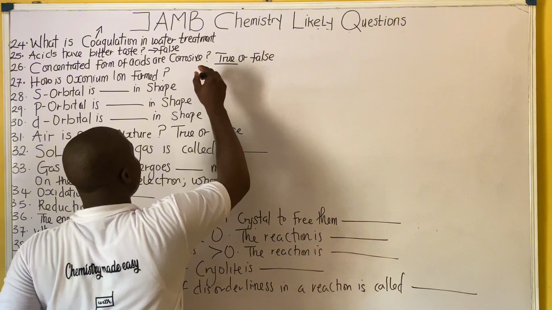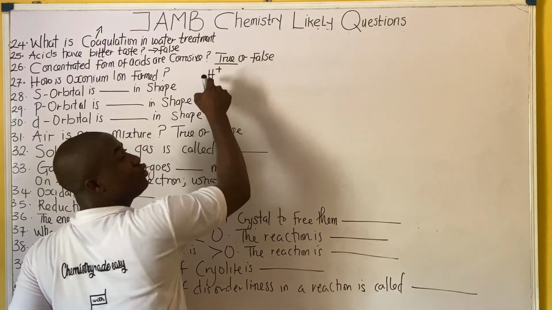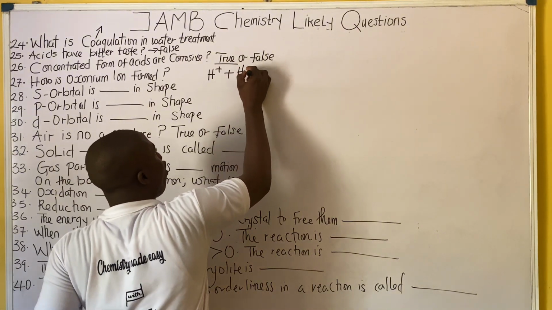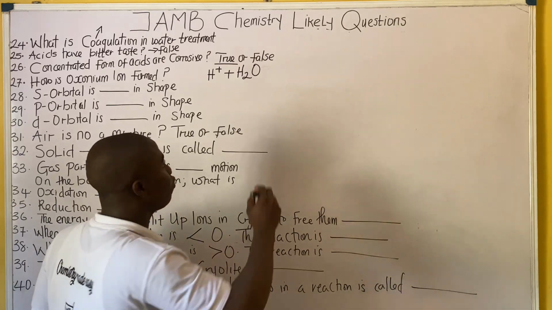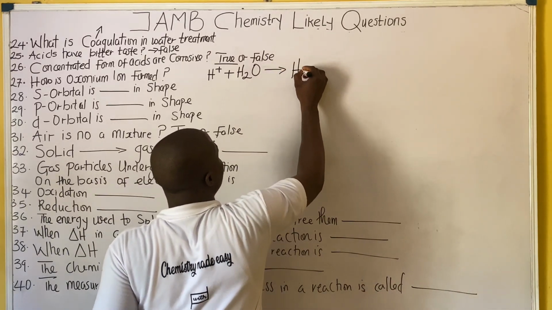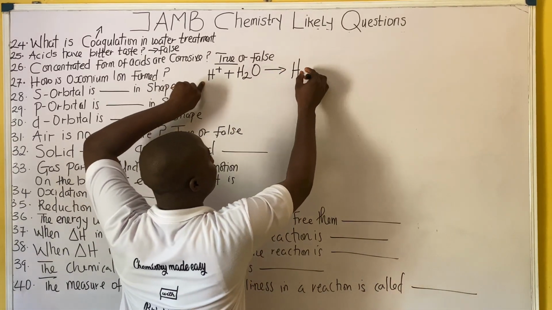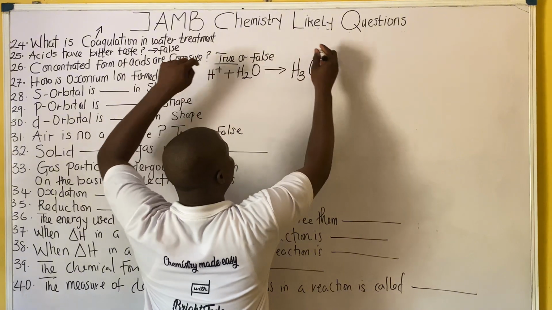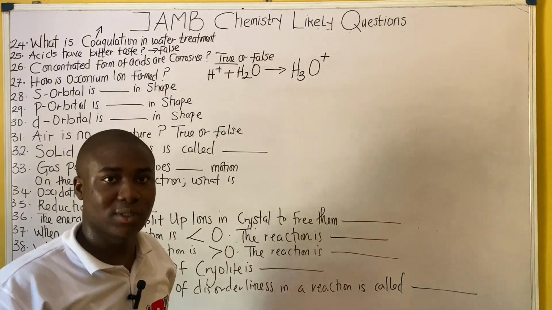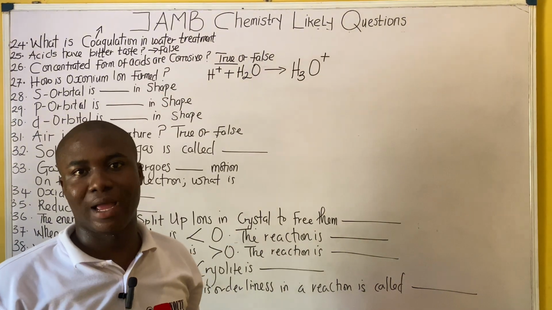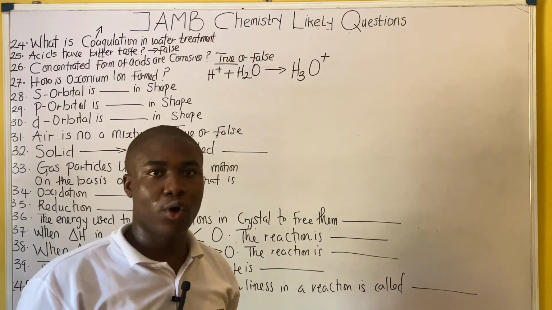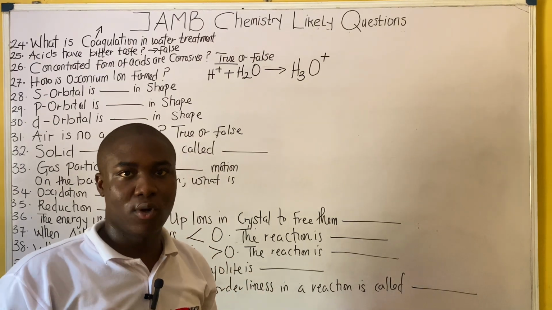So let's get into the next question, and it says, how is oxonium ion formed? Very easy. It is formed by reacting hydrogen ion with water. Do you understand? When this happens, we have 3 H now, so it's going to be H3O, and the plus has been added, everything together. So H3O plus, that is called oxonium ion or hydronium ion. Are you there? So this must be noted.